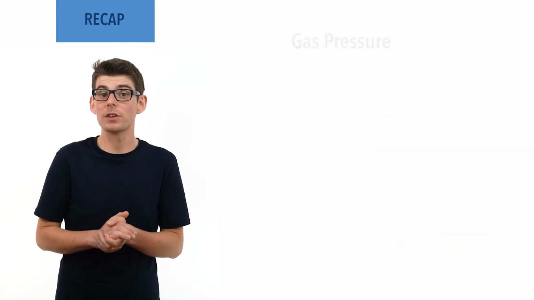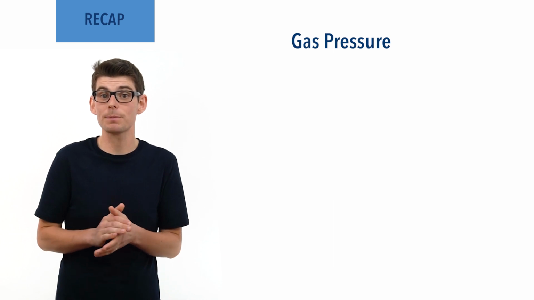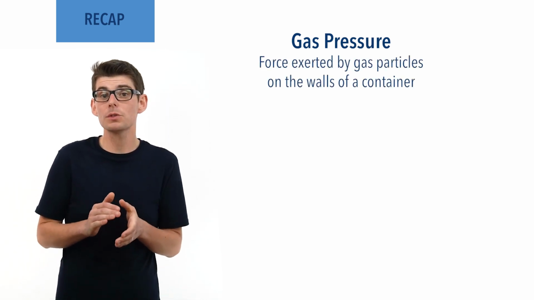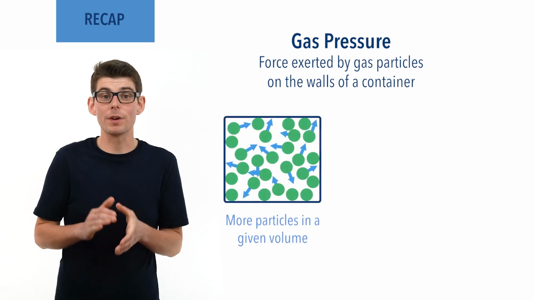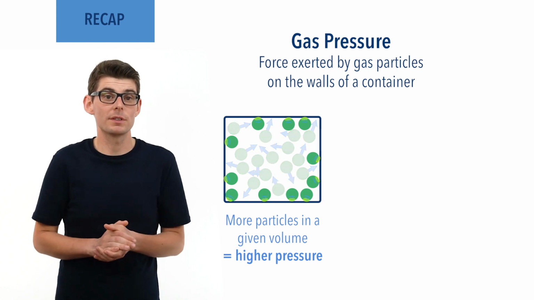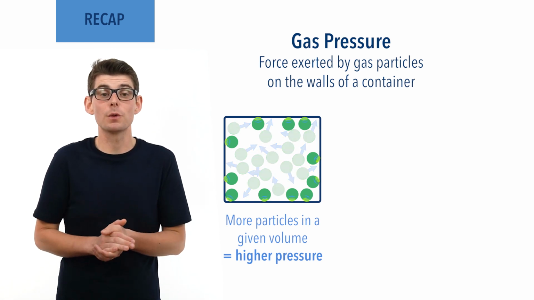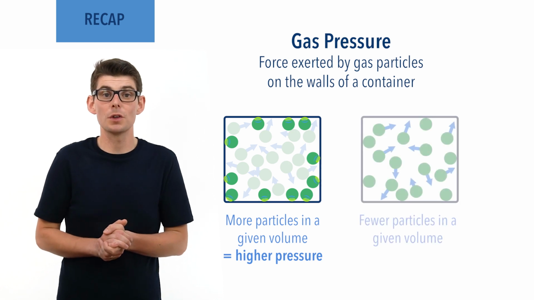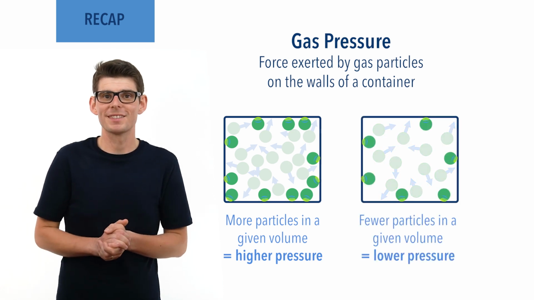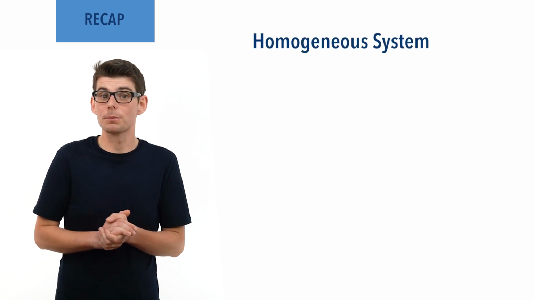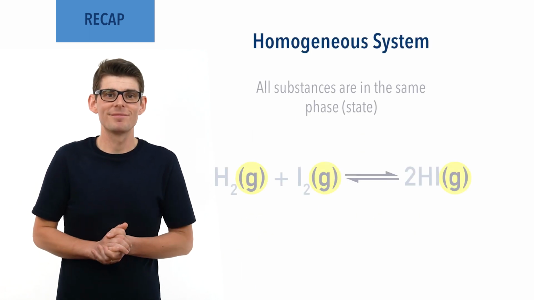Gas pressure refers to the force exerted by gas particles on the walls of a container. The more particles there are in a given volume, the greater the pressure, as there are more particles hitting the walls every second, meaning a greater force is exerted overall. Fewer particles in a given volume mean a lesser pressure. A homogeneous system is one in which all the reactants and products are in the same state.